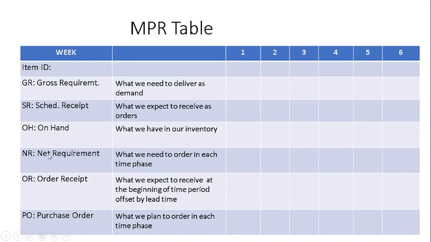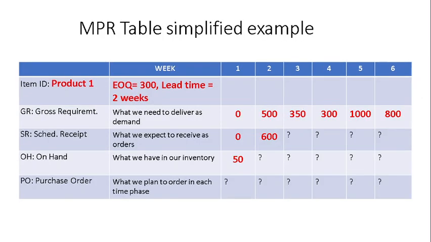The net requirement is what we need to order in its time phase, and the order receipt is what we expect to receive at the beginning of the time period if we consider the lead time. And the purchase order, which is the last item, is what we plan to order in its time phase. A simplified example just to demonstrate how all this is combined together is depicted here.